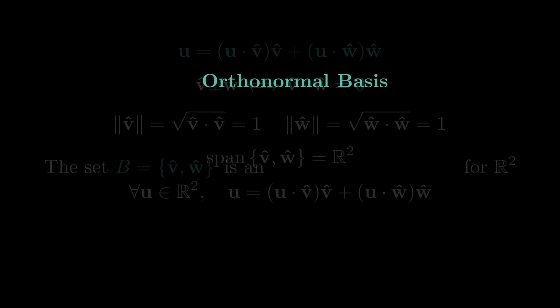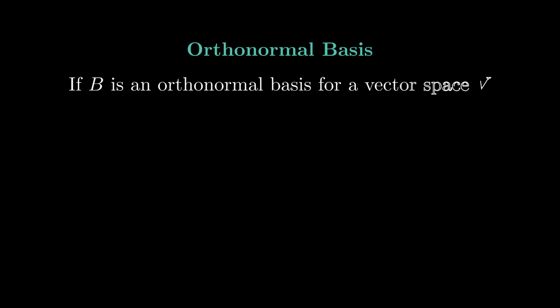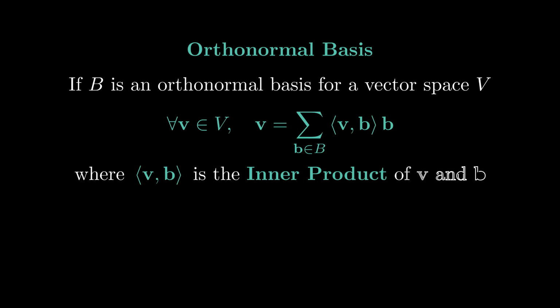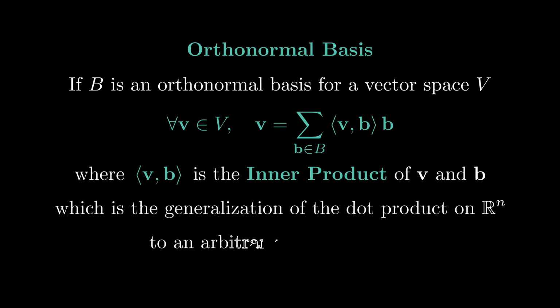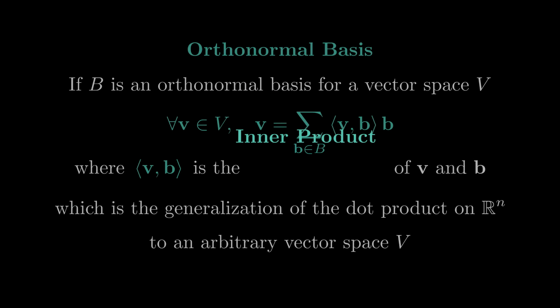And in general, for any vector space V that has an orthonormal basis, if v is a vector in V, we can write v as a linear combination of the basis vectors, where each basis vector is scaled by the coordinate of v in that vector's direction. Those coordinates are simply the dot product in simple Euclidean vector spaces, but for more general spaces, we define a generalization for the dot product, an operation called the inner product of the two vectors.